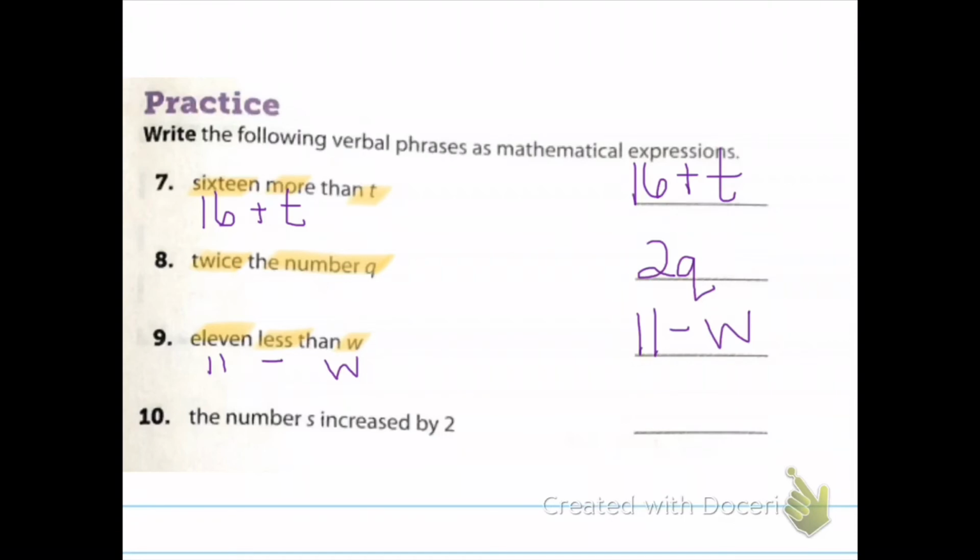Okay. Number 10 says the number S is increased by 2. Okay, so don't get scared now. The number S, it just wants you to write the variable. If you increase something, do you add or subtract? That's right, you add. Here is our algebraic expression, S plus 2.